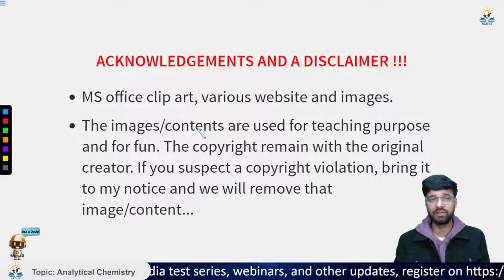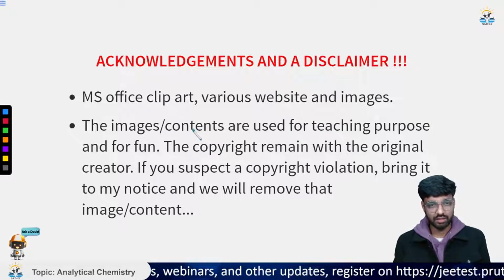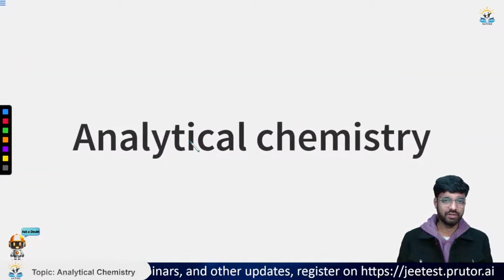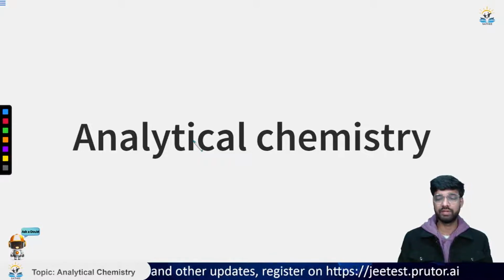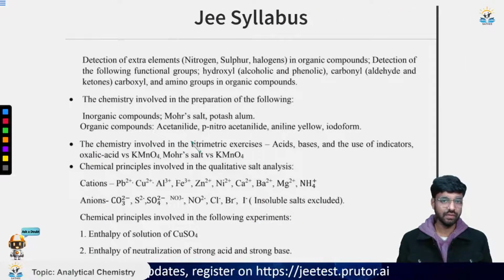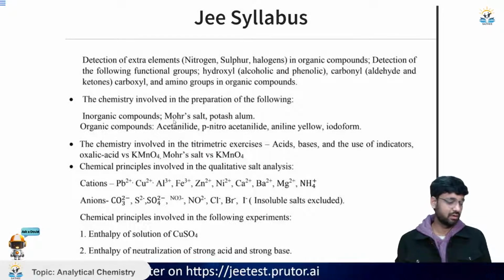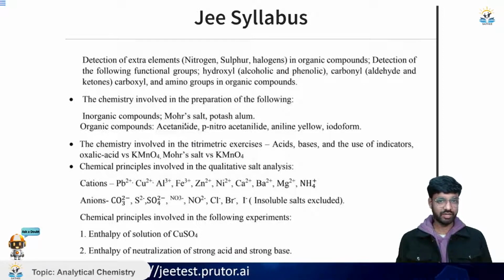So today we will be covering the last chapter, that is analytical chemistry. So let us move to this chapter. The chapter is called analytical chemistry. We will basically be doing the analytics of both organic and inorganic. If we look at the JEE syllabus here, then we have the organic part, which includes the confirmation test of many of the functional groups. Then we have some preparation of the organic compounds.